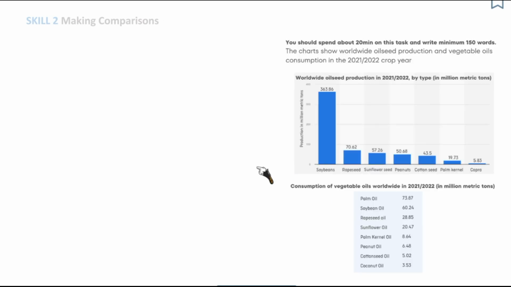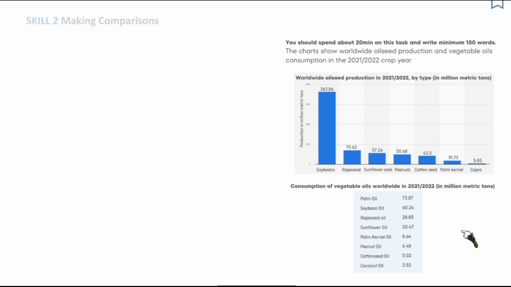Hello and welcome. In this video we will talk about our second skill, which is making comparisons. When you are writing a report in Writing Task 1, IELTS Academic, you are supposed to make comparisons, relevant and appropriate comparisons. So this skill is super important. And we're going to use this graph to talk about this skill.